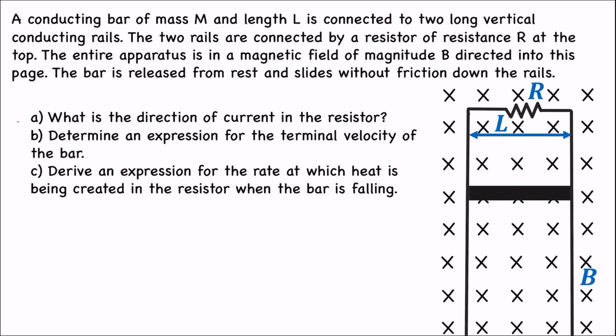First, I'll find the direction of the current in the resistor at the top of the loop. I'll find the terminal velocity of the bar as it falls. And finally, if the bar is falling at a known velocity, I'm going to derive an expression for the rate at which heat is being dissipated in the resistor as the bar falls down the rails.